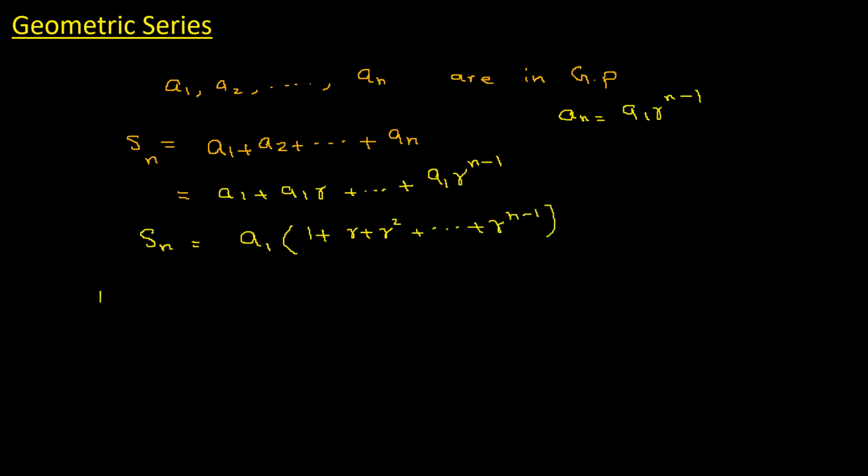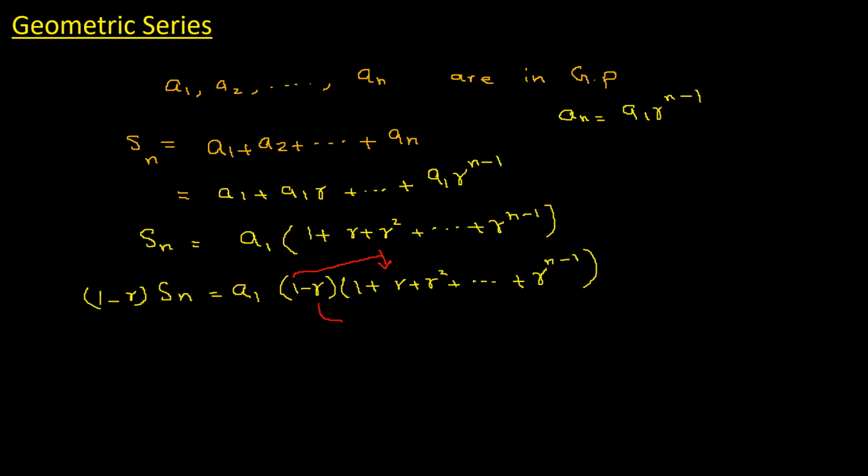If we multiply this whole thing by 1 minus r, we get a1 into 1 minus r into 1 plus r square plus so on plus r raised to power n minus 1. Here we multiply these two factors, and in the first there are two terms. So firstly 1 will multiply with this whole thing, and then r will multiply with this whole thing. By doing this, a1 will be outside, and in the bracket we write this.